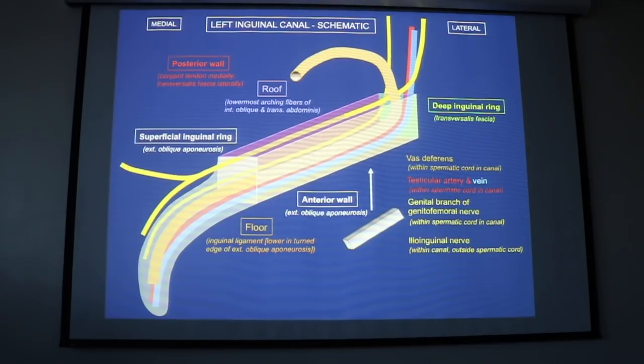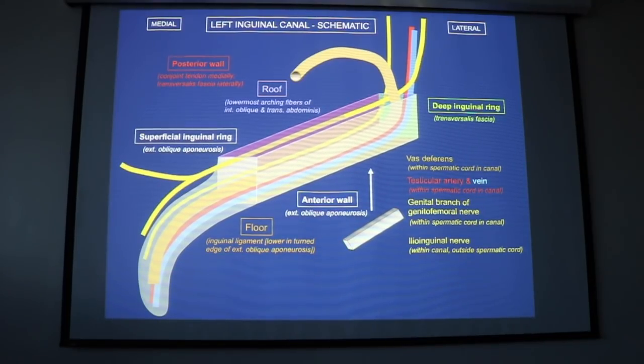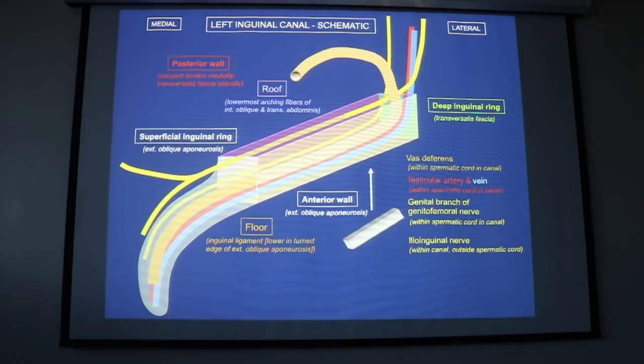Vas deferens is a structure. Vas deferens is a tube. Its job is, after spermatogenesis, the product of the testis is sperm. So how will the sperm reach the urethra? This is the tube which carries the sperm from the testis to the urethra. And the testis is a living organ, so it needs an artery, a vein, and a nerve. So the vas deferens is inside the spermatic cord? Yes, it's a tube inside the spermatic cord.